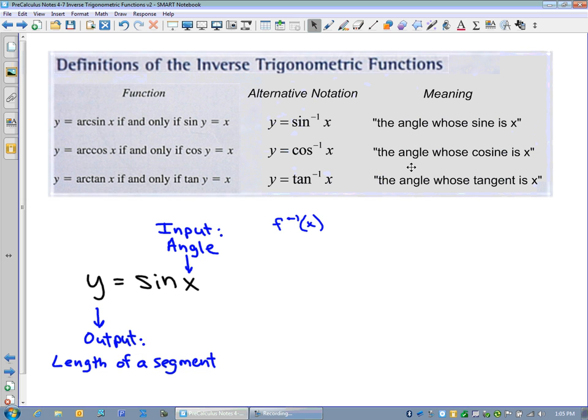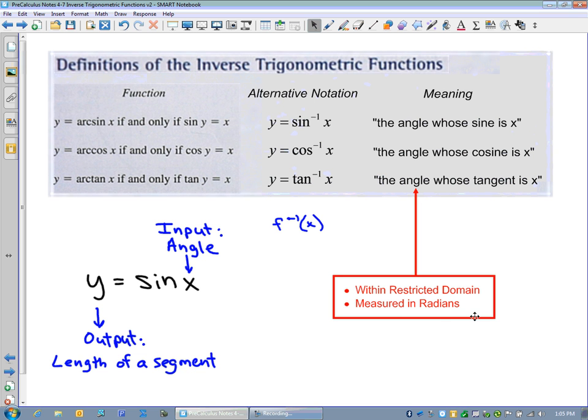Now with the angle, there are some things you need to be aware of. First of all, it must be measured in radians. In order for this concept to work, we're talking about angles measured in radians. And it must also be within the restricted domain of the function, which of course leads to the question, what is the restricted domain? The restricted domain is a way that we can create a one-to-one function.